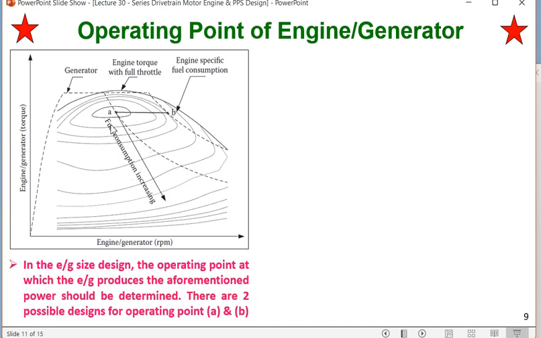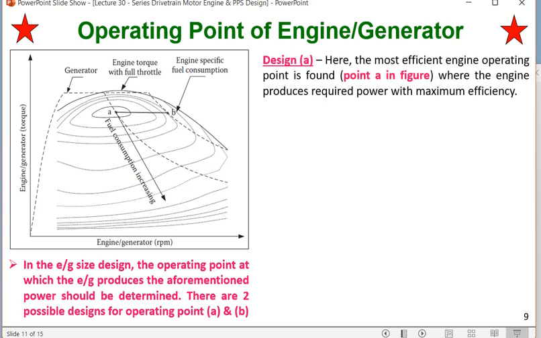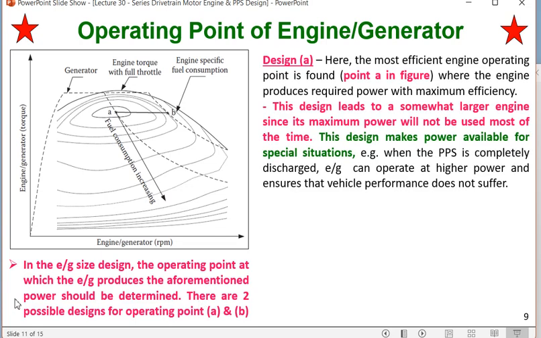So this is the range for which the vehicle is going to show optimum efficiency or optimum fuel efficiency. So in the engine generator size design, the operating point at which the engine generator produces the aforementioned power should be designed. There are two possible designs, called A and B. In case of design A, the most efficient engine operating point is found. It is point A in the figure.